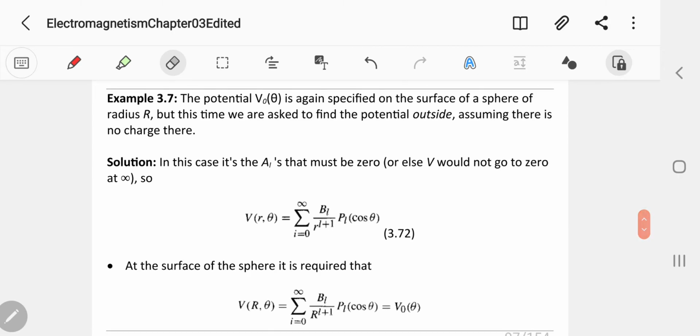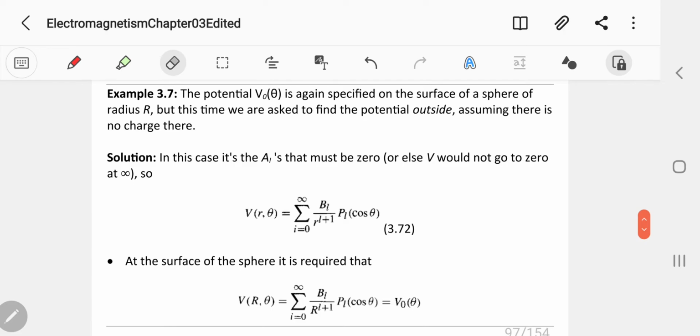So the next example would be: the potential V0 theta is again specified on the surface of a sphere of radius R, but this time we are asked to find the potential outside, assuming there is no charge there. So in this case, the A_L must be 0, because A_L will have R to the L, but outside R can go to infinity, and this one will go to infinity, so we have to set A_L to be 0, so that we're left with only the B. And at the surface, where the small r is equal to R, we will have this.